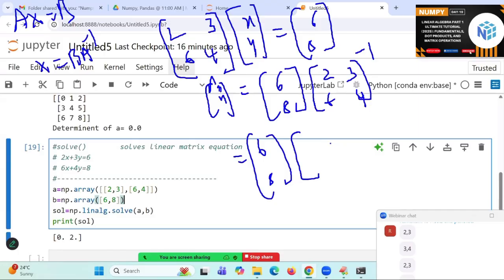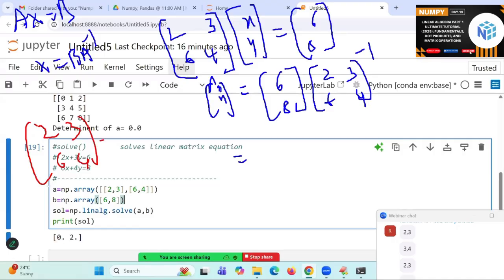1 by AD minus BC is the inverse of a matrix. What is the inverse of this matrix? Simply, you try to find out this one. 2, 3, 6, 6, now 4. What is the answer now? 1 by AD minus BC.